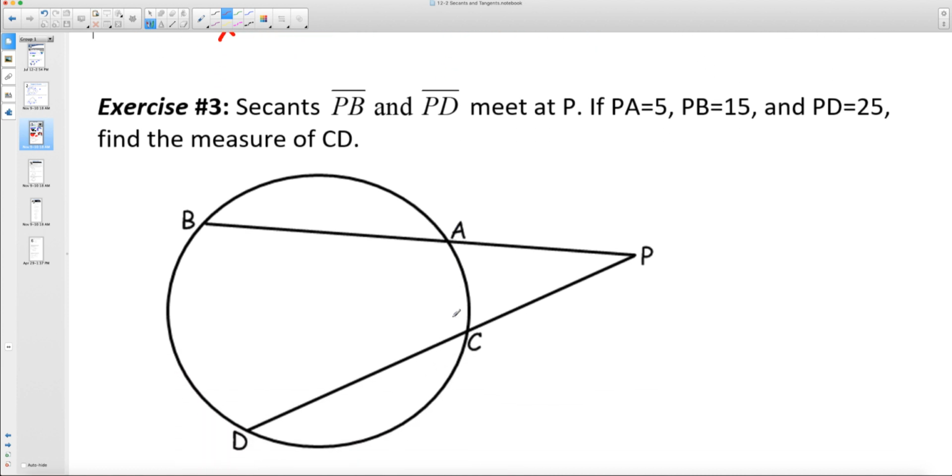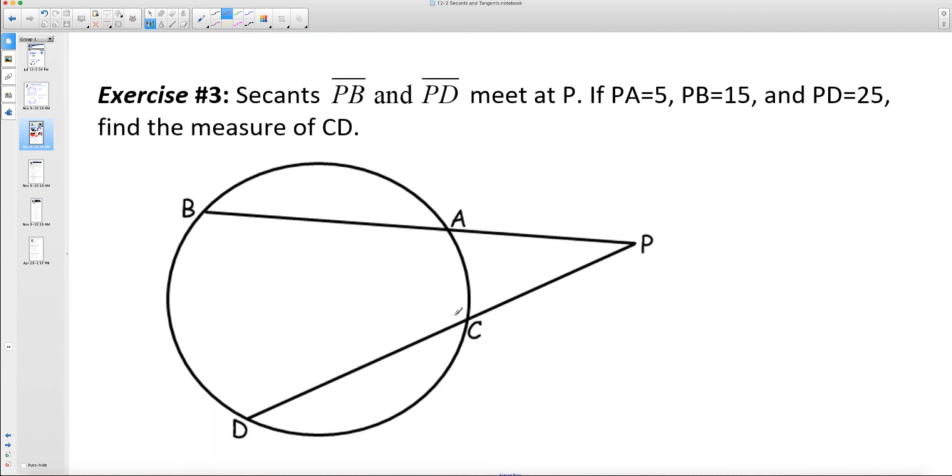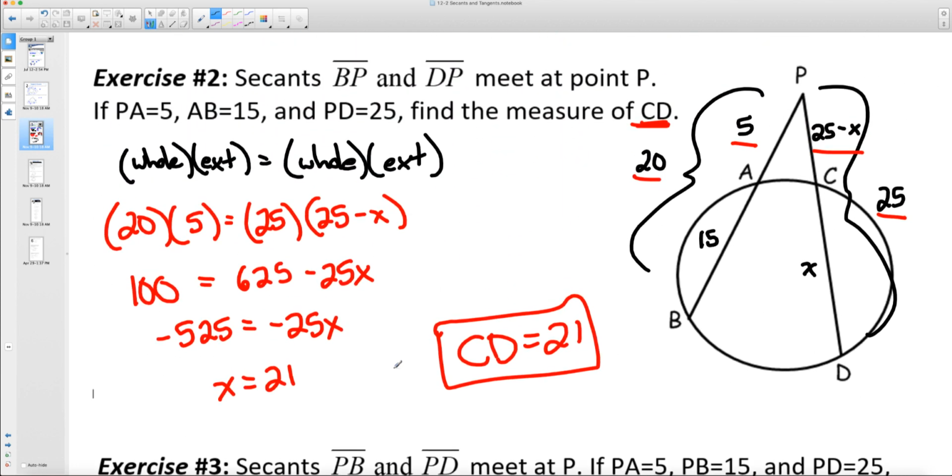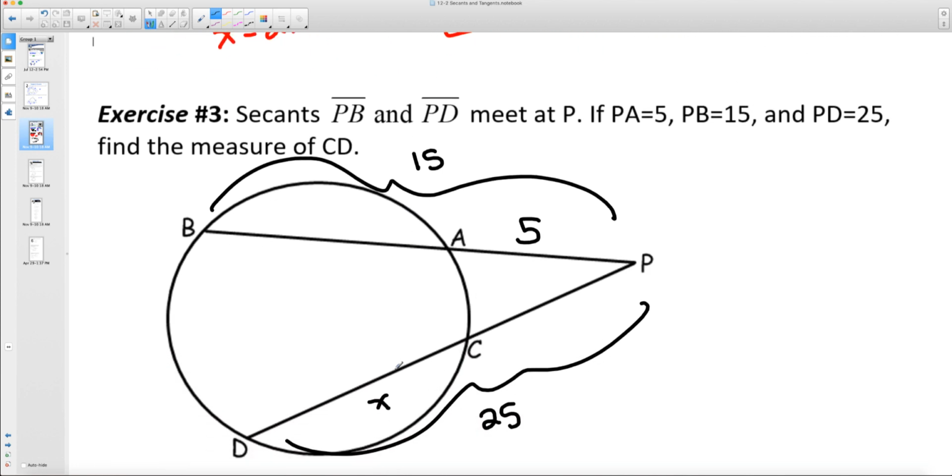I'll take a look at this last one before moving on to the last theorem. In this one, two secants again meet at P. PA is 5. PB is 15. PD is 25. Find the measure of CD. Is this the same exact question? Yeah, it's the same exact question. Okay, cross it out. Moving on.